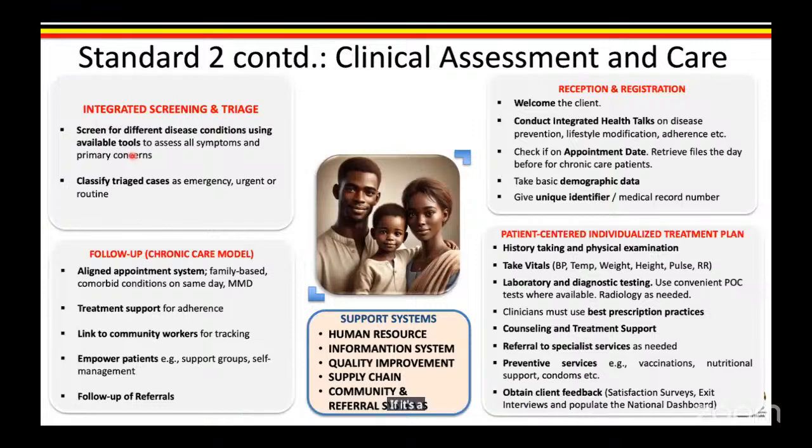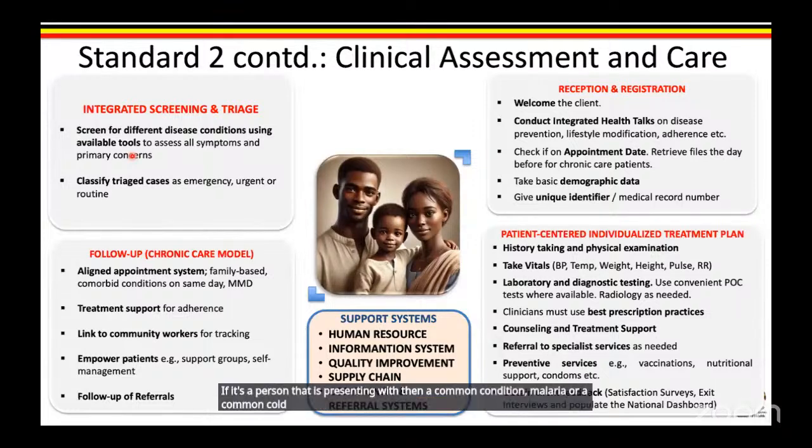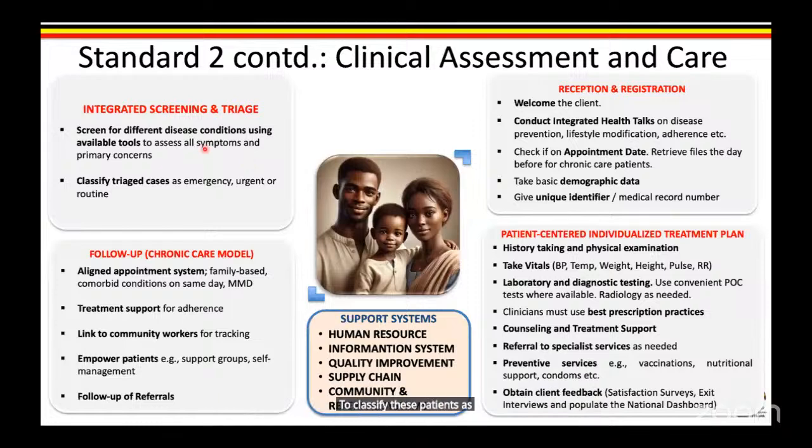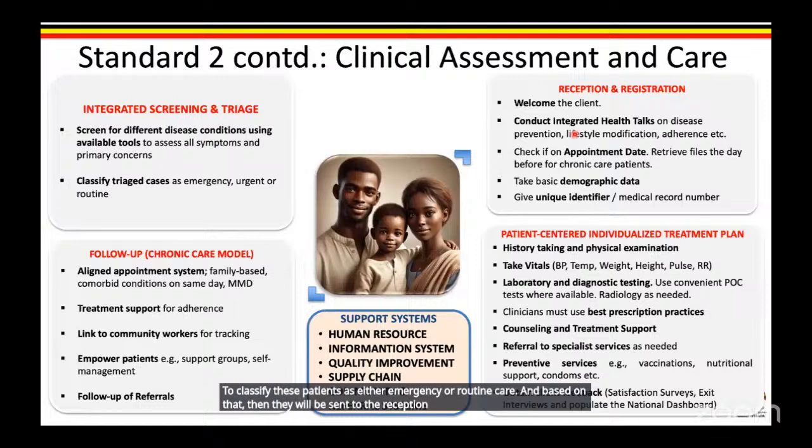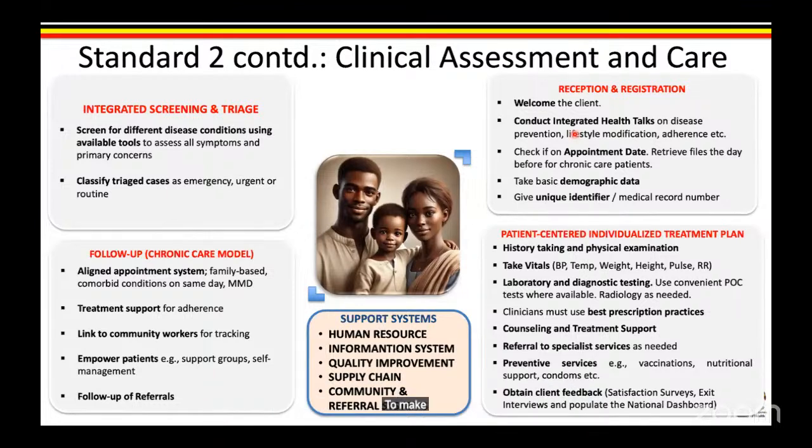If it's a person presenting with a common condition, malaria or a common cold, or people with their own chronic conditions, then we should also direct them otherwise within the healthcare setting. This will point these patients to the different triage points that are used to classify them as either emergency or routine care. Based on that, they will be sent to the reception areas where they'll be registered with their demographics. And we're encouraging use of electronic medical records for all those facilities that have this infrastructure in place.